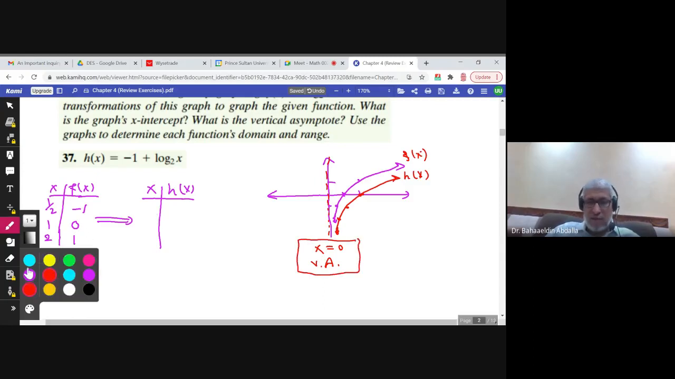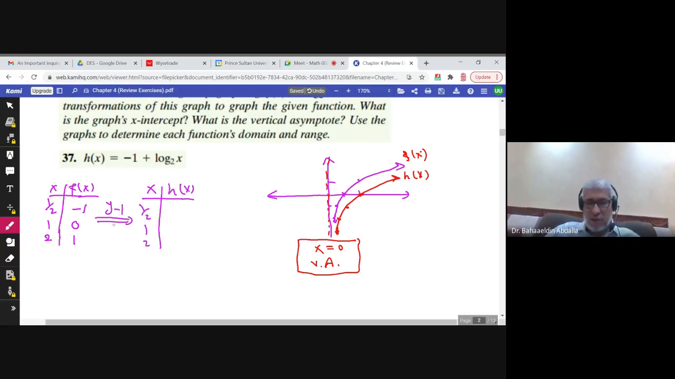Also, you can write the table. What happened? 1 unit down. When you take the graph 1 unit down, you subtract 1 unit from y. So x does not change. And -1 would be -2, 0 minus 1 is -1, 1 minus 1 is 0. So now if you check the points, you have half and -2. This is this point, and 1 and -1, this is this point, and 2 and 0, this point, and like this.